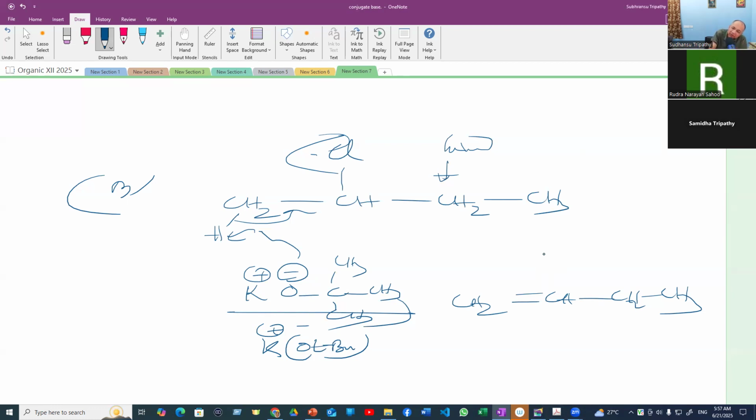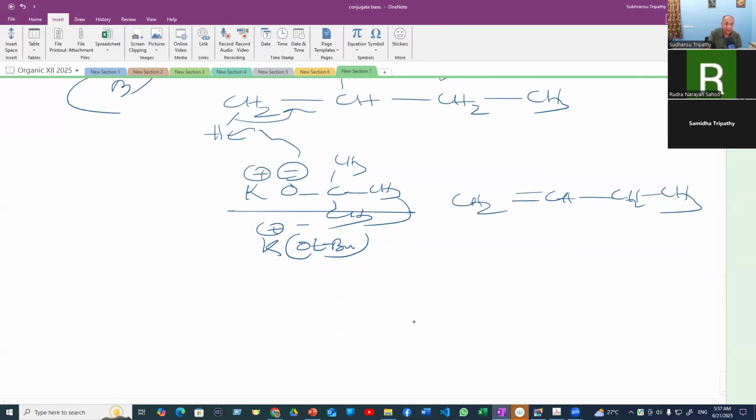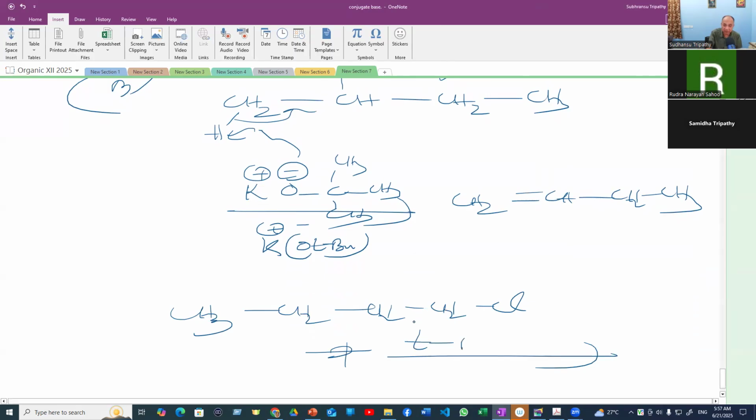But if you want to go via alkyl halide, then you have to take a very strong base. But you cannot do this with a primary halide. If you take a primary halide, then the substitution product will be the major product. The minor product will be, supposing this one, and then t-BuO minus, then it will enter here.